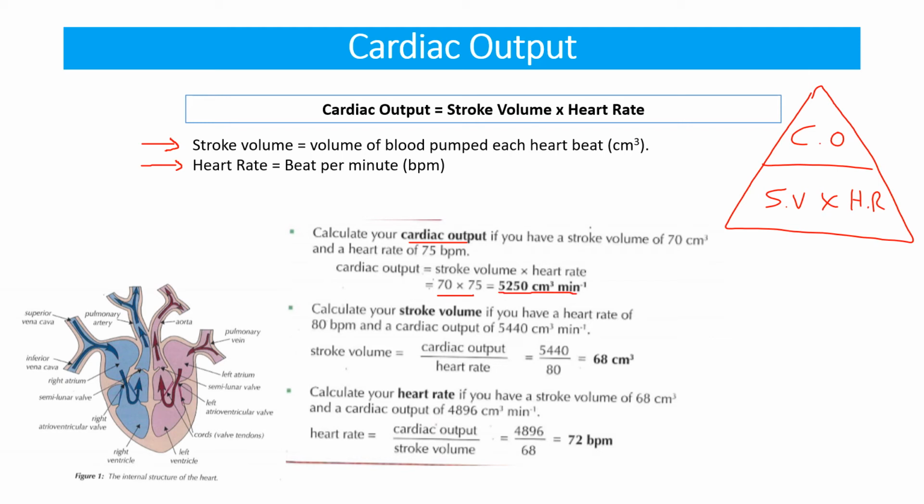To make it a little bit more difficult, you might have to rearrange the equation. I've done it sort of how I teach GCSE here. If cardiac output equals stroke volume times heart rate, you can rearrange the equation using the triangle. To calculate stroke volume, you would take your cardiac output and divide it by the heart rate. So cardiac output is 5440 divided by the heart rate of 80 equals 68 centimeters cubed, and you can also do it with the heart rate as well. But hopefully that's relatively straightforward.